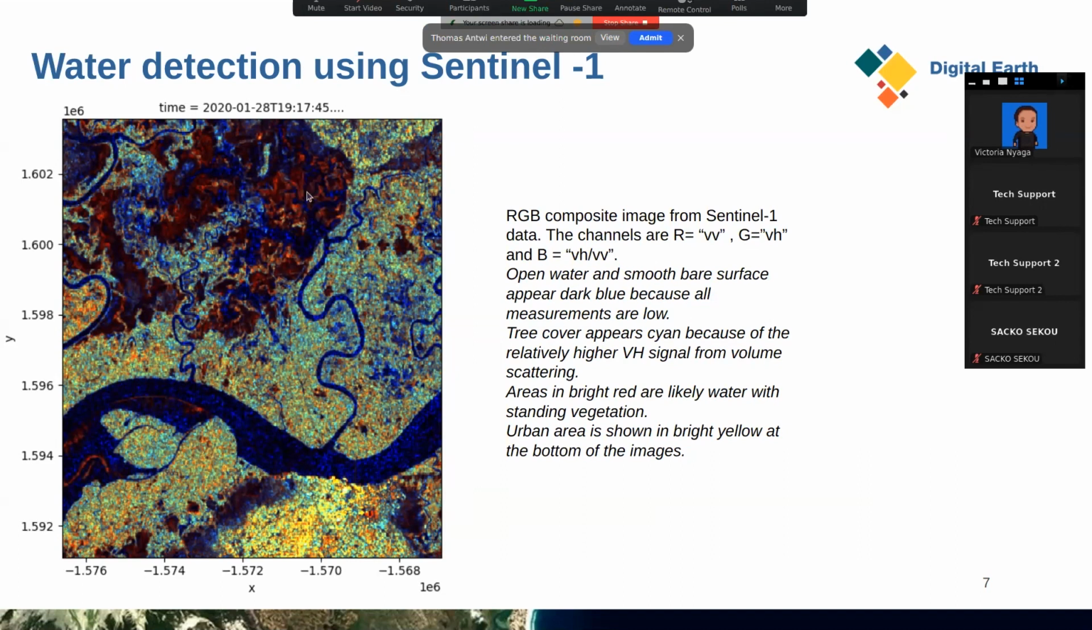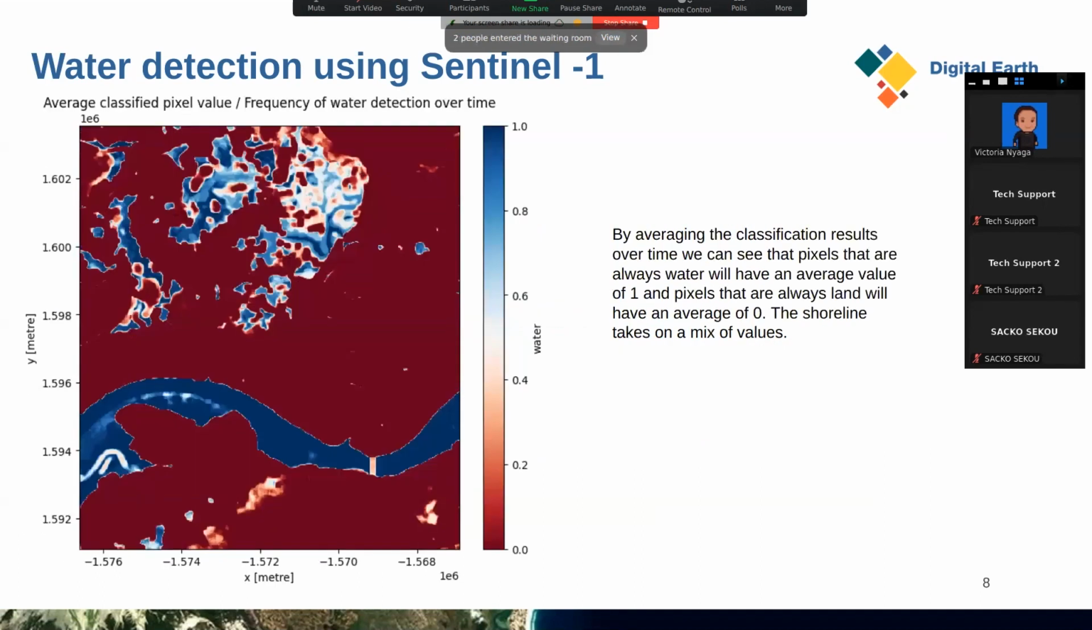Now, using Sentinel-1 and applying a threshold, we can then average the classification result over the time period. In this case, this example was run over all the images collected over the entire year of 2020. We applied a threshold to classify pixels as either land or water, and then we average those results.